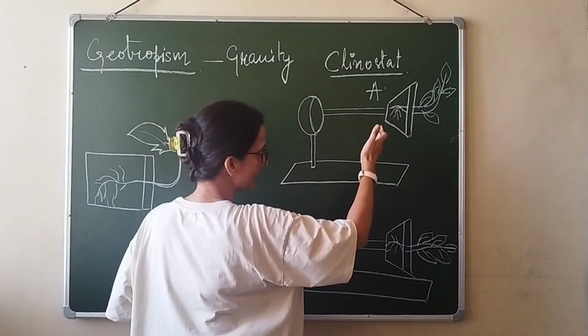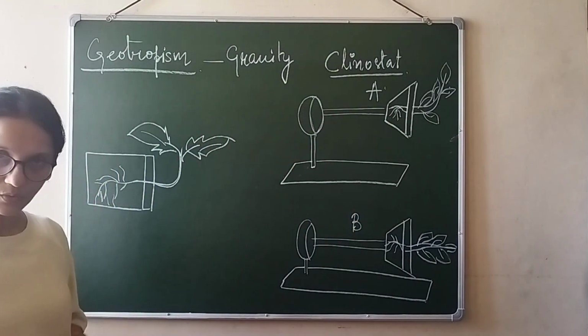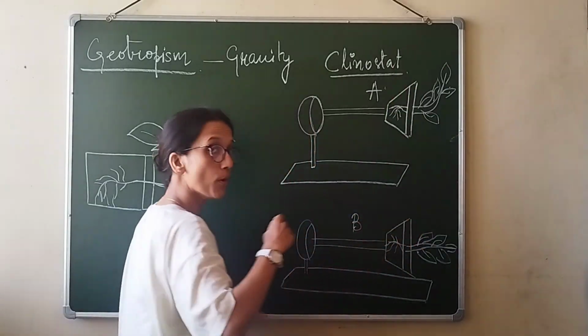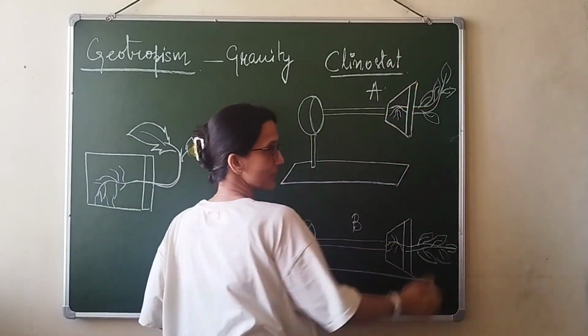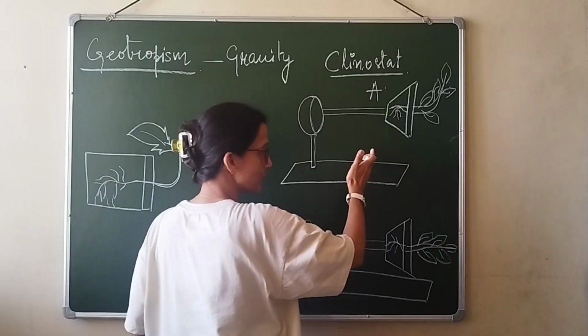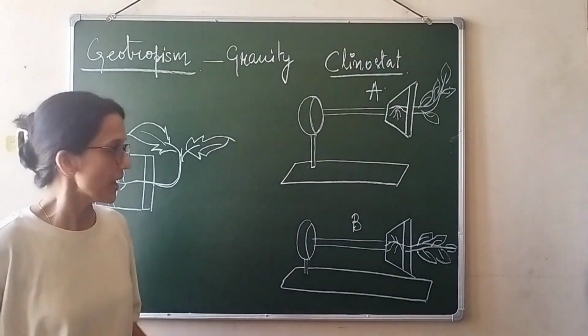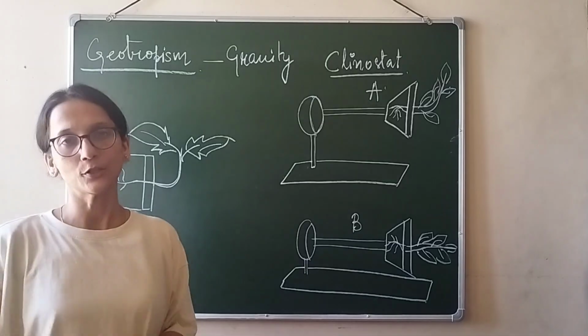The root will definitely have a tendency to grow downwards towards gravity, and the stem will grow away, opposite to the direction of the gravity. So in whichever direction the root grows, opposite to that the stem is going to grow. But in the second case, there is a difference.